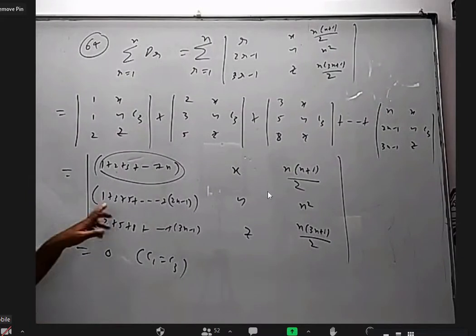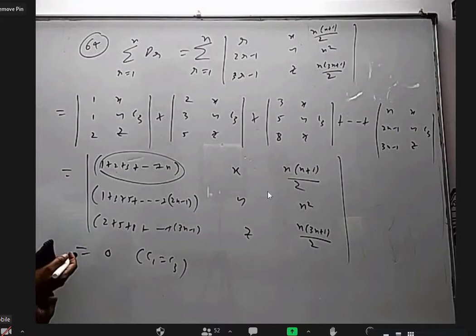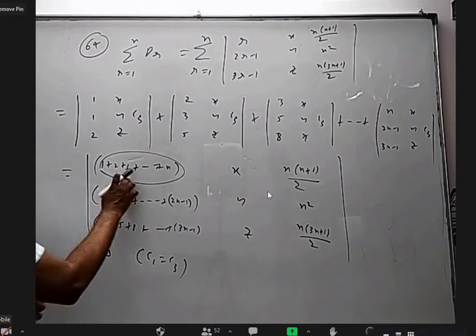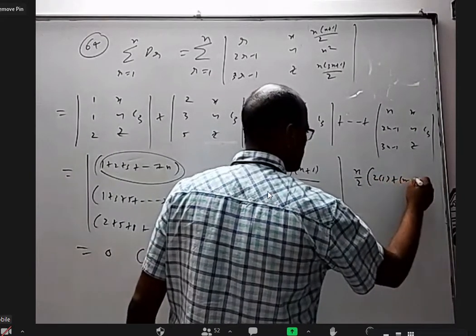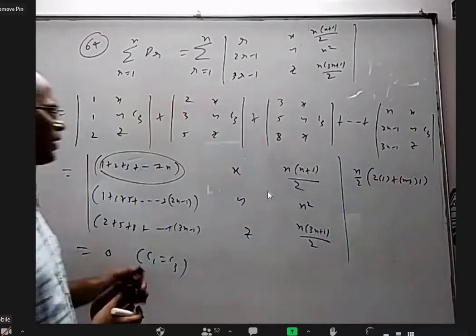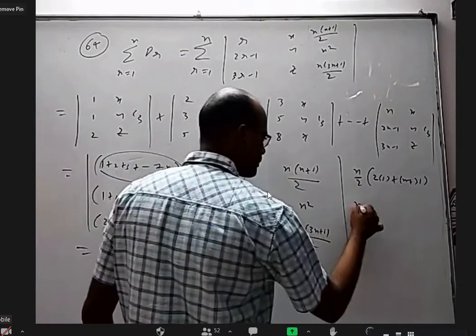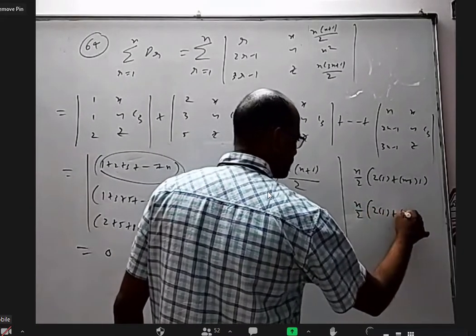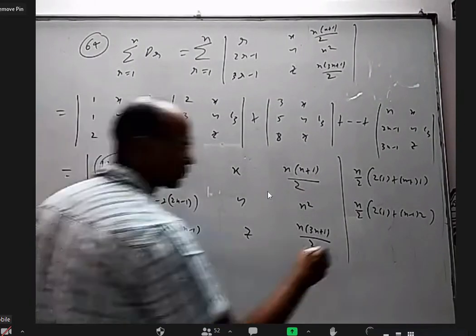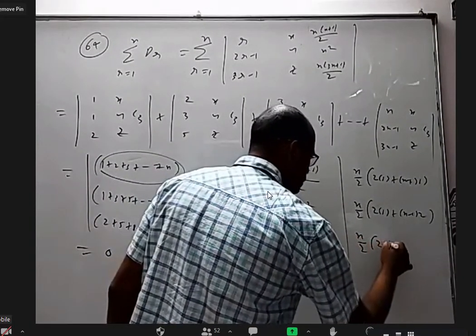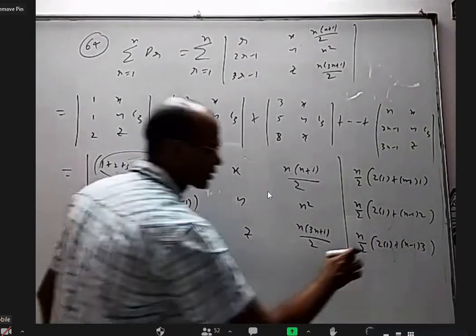Even if not, this is an arithmetic progression with first term 1, common difference 3. You can use the formula for the sum of n terms. Similarly, this is an AP. So for this, it is n by 2 into 2 times 1 plus n minus 1 into 1. I'm using the sum of n terms of an AP for this. Similarly, for this, n by 2 into 2 into 1 plus n minus 1 into 2, because the common difference is 2. Here the common difference is 3, so n by 2 into 2 into 1 plus n minus 1 into 3. And the first term is not 1, the first term is 2.